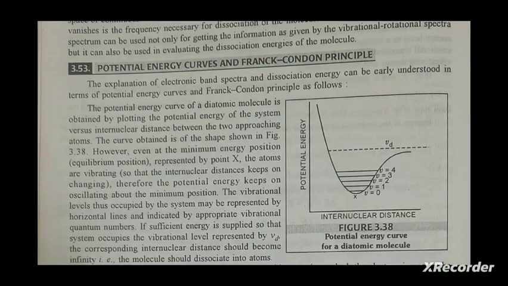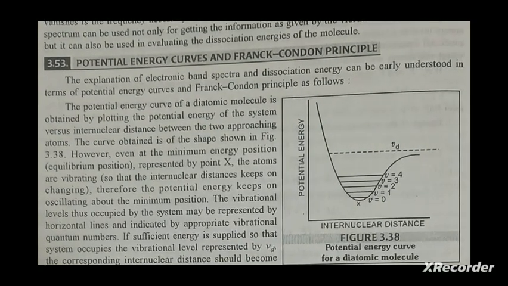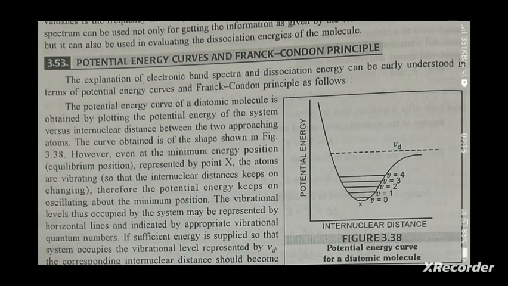Potential energy curve and Franck-Condon principle. The explanation of electronic band spectra and dissociation energy can be easily understood in terms of the potential energy curve and the Franck-Condon principle. The potential energy curve of a diatomic molecule is obtained by plotting the potential energy of the system versus the internuclear distance between the two approaching atoms. The curve obtained is of the shape shown in figure 3.38.